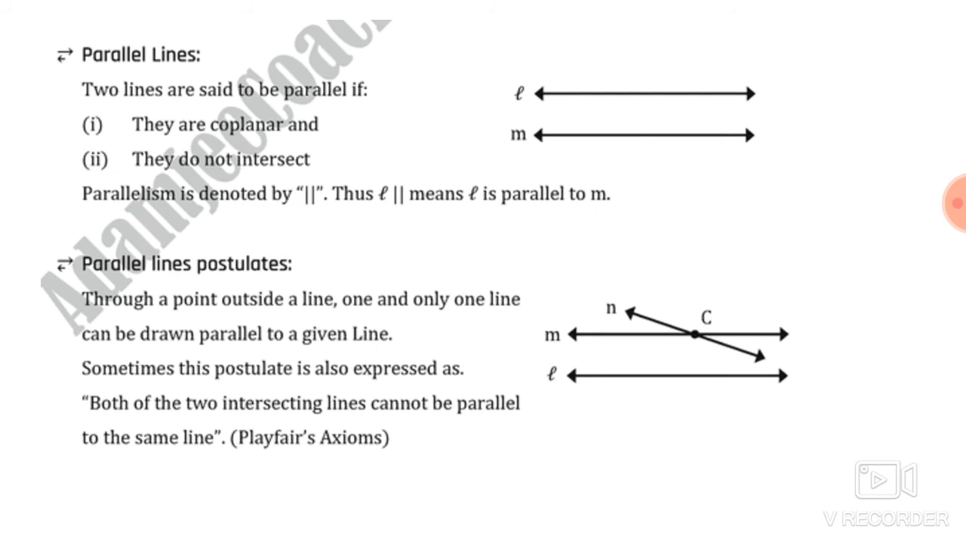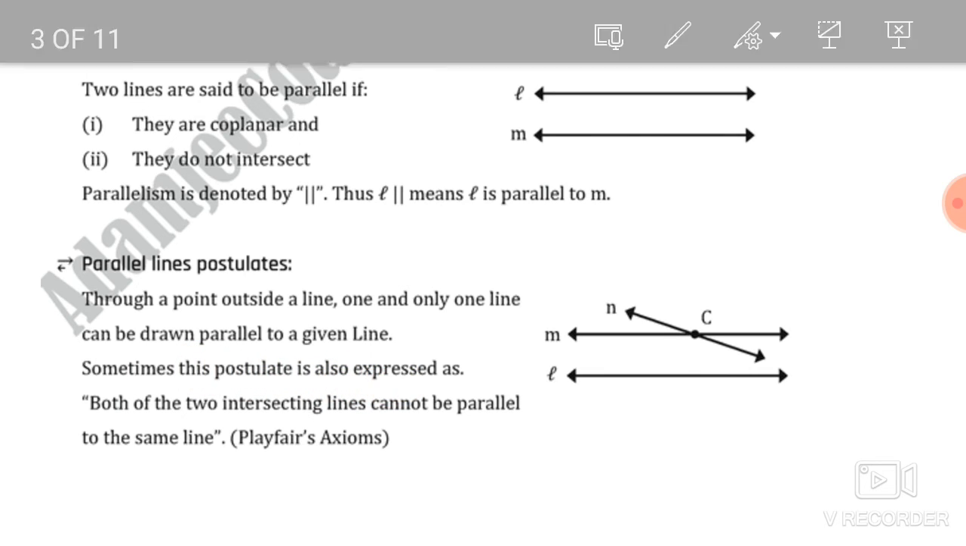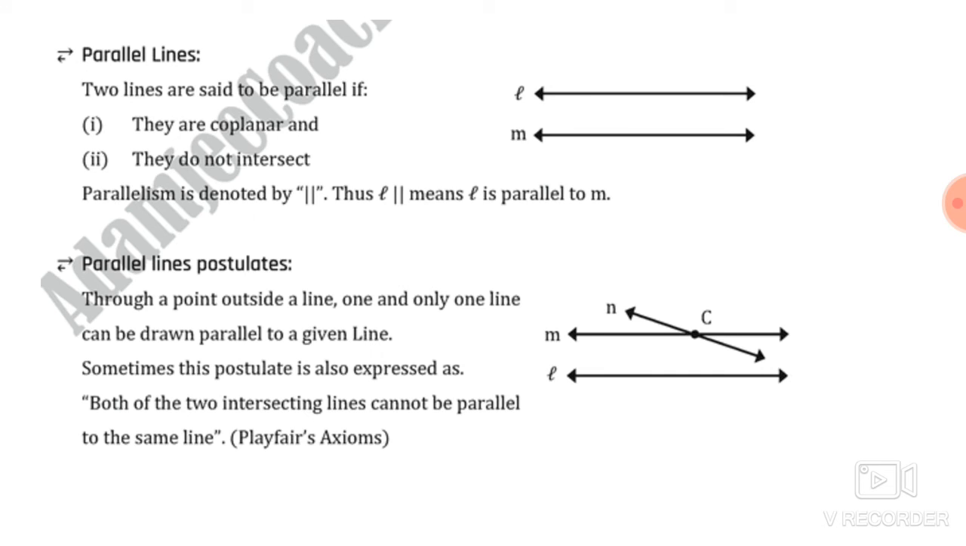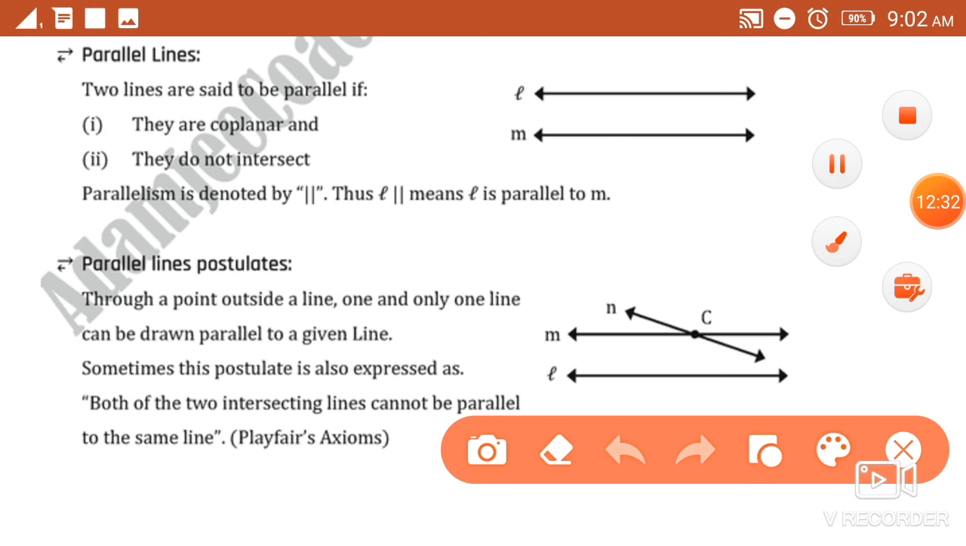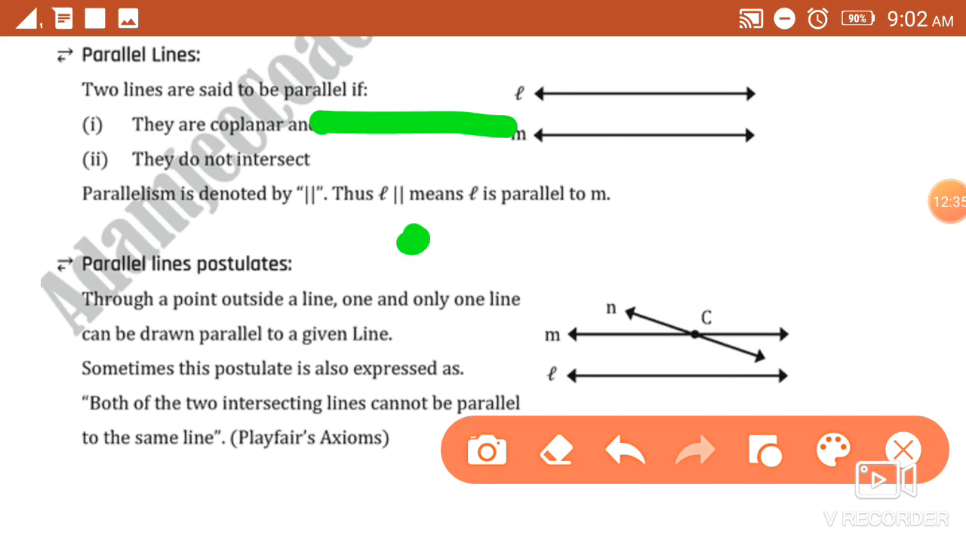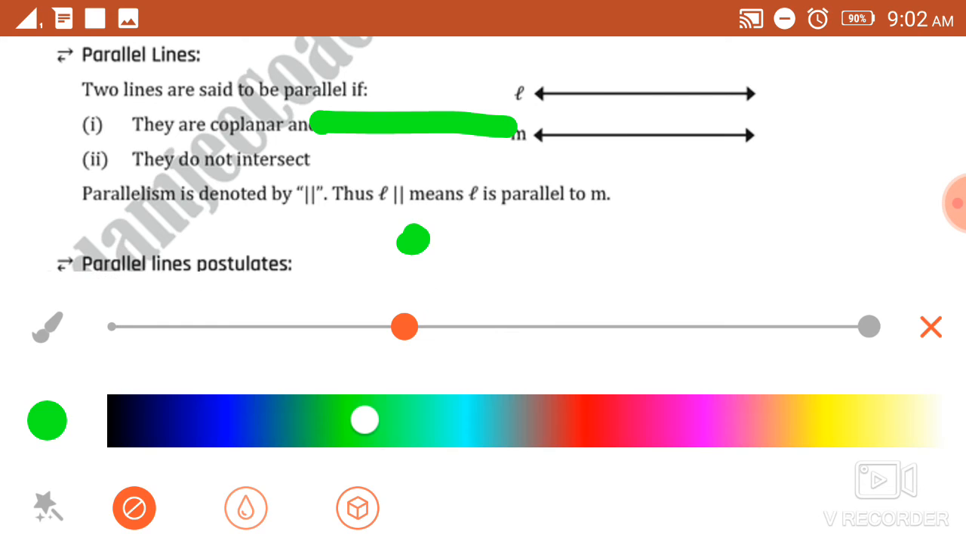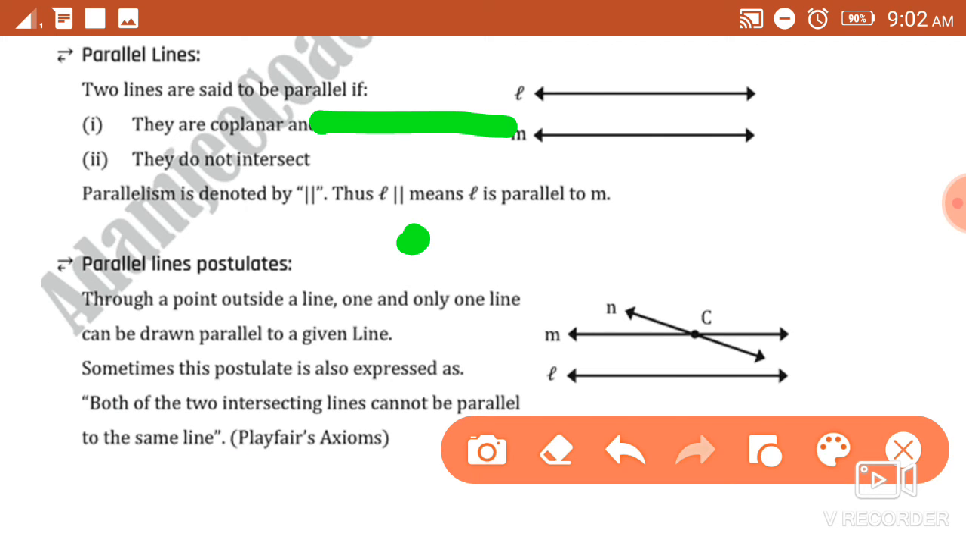Now the parallel line postulate. Through a point outside a line, only one line can be drawn parallel to the given line. If we have a line, for example, we have chosen a line here and we have a point here. So from this point that is outside the line, we can draw one and only one parallel line. It means only one parallel line can be drawn from this point. Okay, that is the parallel line postulate.